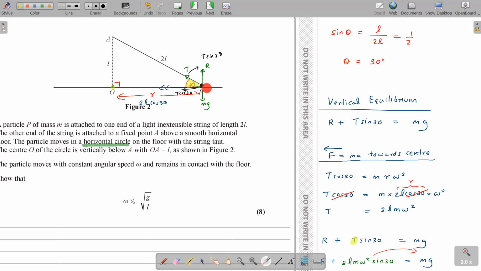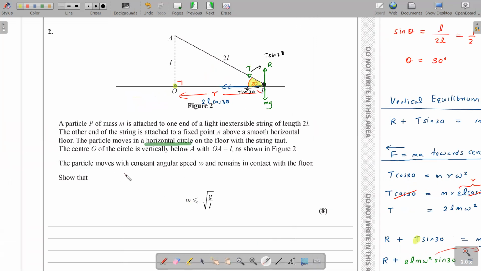Here you can see that R is the normal reaction, right? And the circular motion is going to work as long as what? As long as the particle is in contact with the ground, right? If the speed increases, the particle can go above the ground. They say here, the particle moves with constant angular speed and remains in contact with the floor. So the particle also needs to remain in contact with the floor, right?